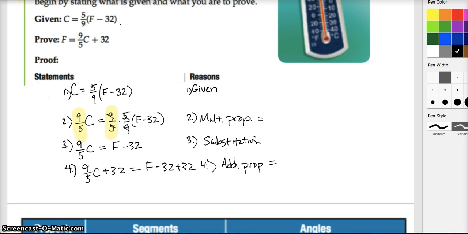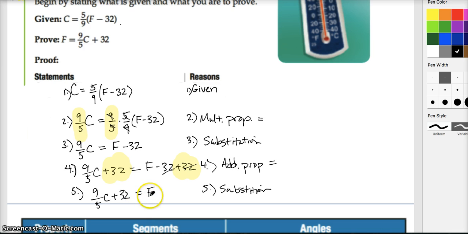And so you can see here, I'm going to highlight what I did. I just added 32 to both sides, and I'm able to do that by the addition property of equality. Step 5 is going to have me breaking this thing down. So 9/5 C plus 32, these guys have canceled out, is equal to F. I am almost there. I can say that this is true because of substitution. I'm substituting one equivalent statement for another.